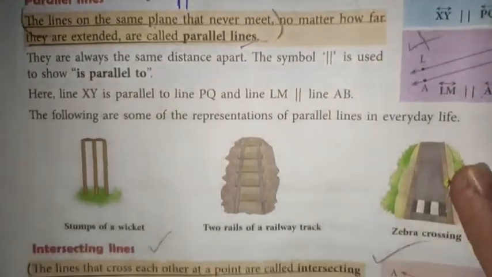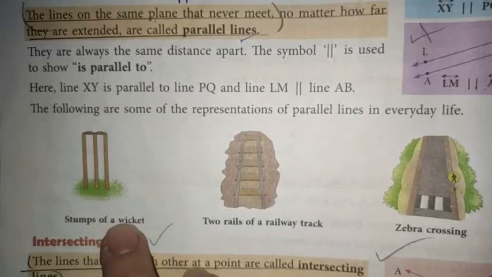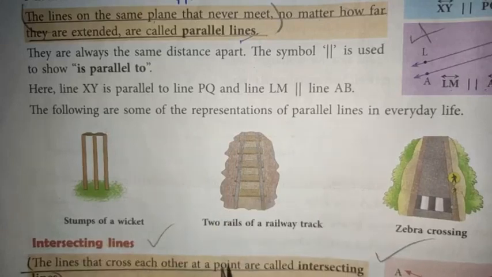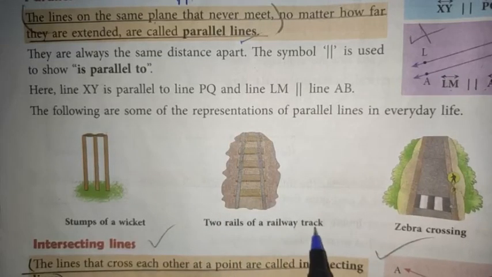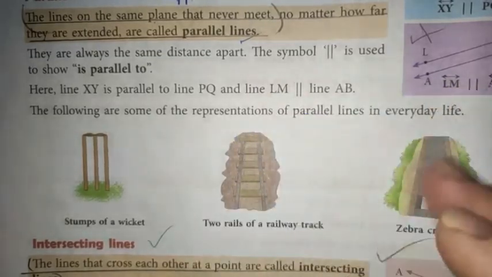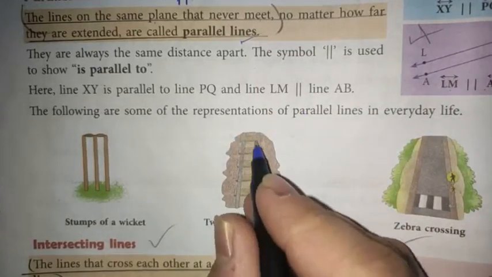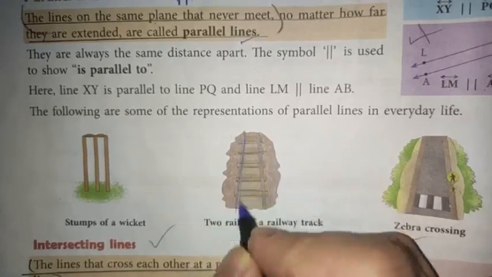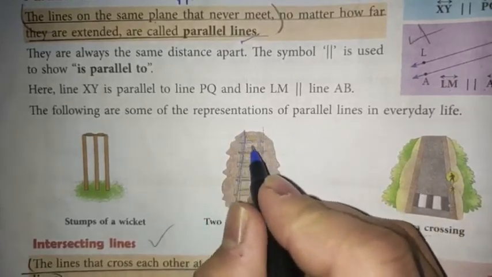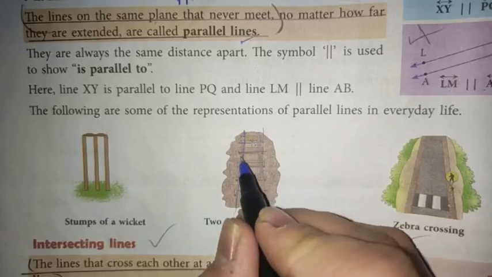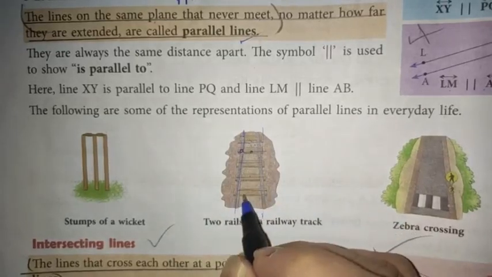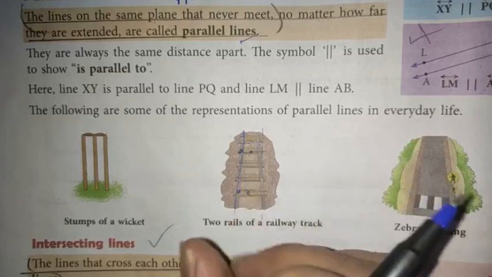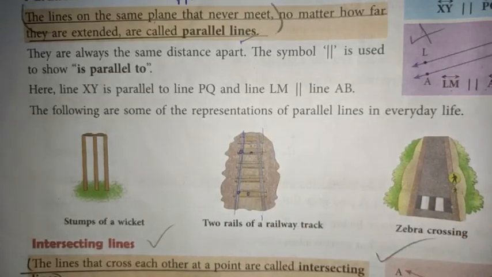A few examples are there. Just see, stumps of a wicket. These are standing parallel to each other. They are never going to join. Two rails of railway tracks. Just see, railway tracks. They are never going to join, except this one. These are parallel to each other, and these are parallel to each other. This and these are not parallel as they are joining. This point and this middle one are not parallel as they are getting joined. The ones which are not in contact are considered parallel lines.